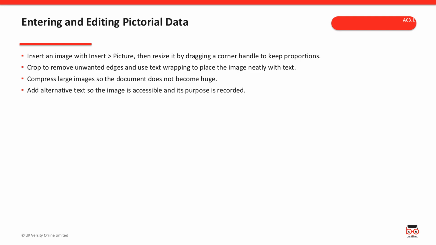Pictorial data has its own handling. You insert an image with insert, then picture, and resize it by dragging a corner handle so the proportions stay true rather than stretching it out of shape. Crop away any unwanted edges. Use text wrapping to sit it neatly alongside your words, and compress large images so the document doesn't balloon in size. And do add alternative text. It makes the image accessible to screen readers and records what it's actually there to show.